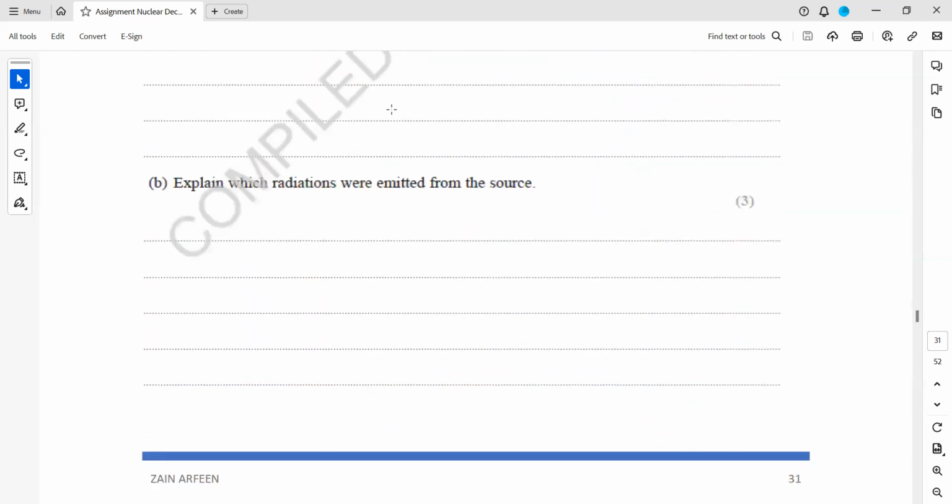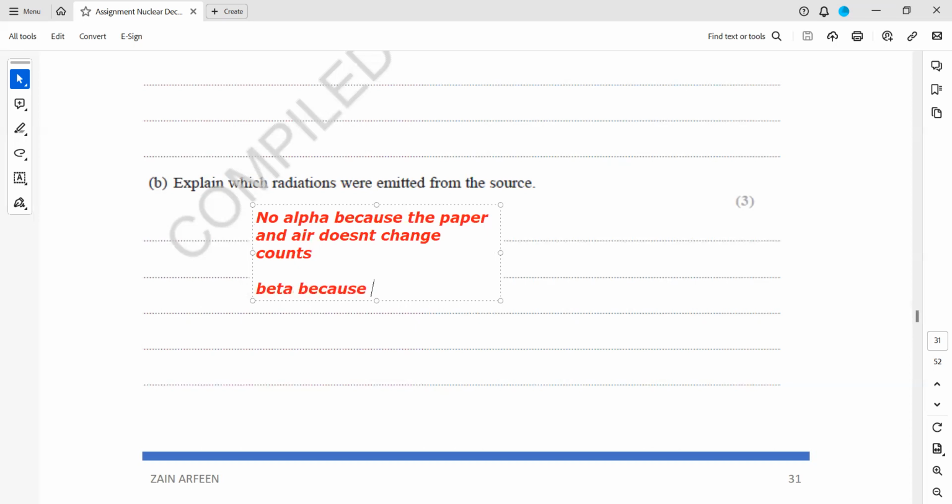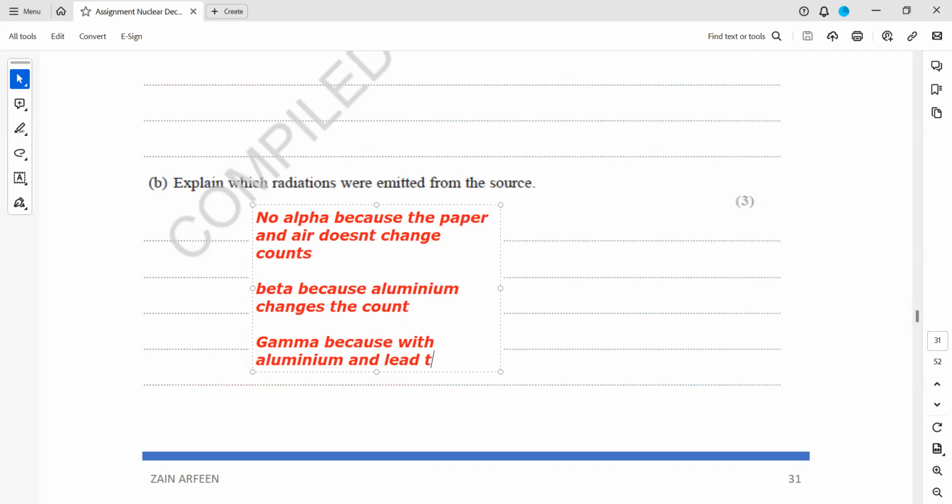So the answer for this one, which radiations are emitted from the source? First we'll say there's no alpha because the paper and the air do not cause a significant change in the count. Then there is beta because aluminum changes the count. And there is gamma as well because with aluminum and lead, the count rate is different.